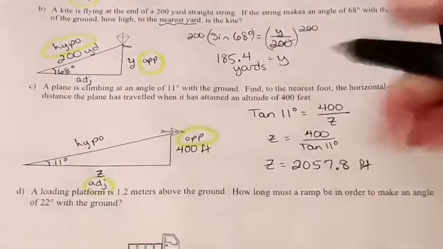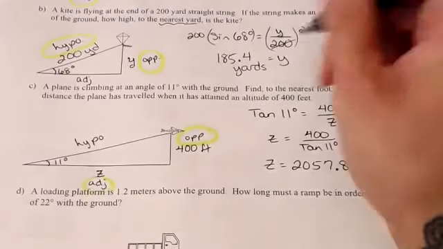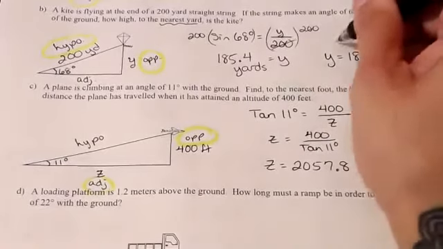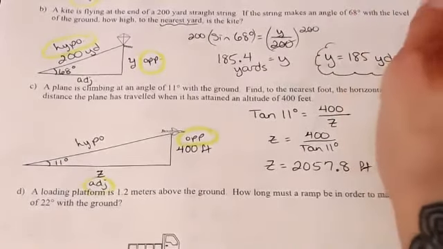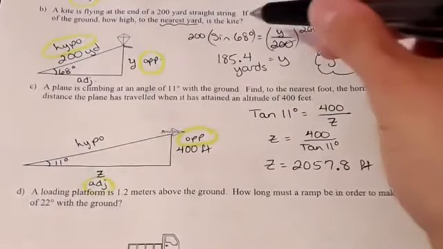Good, 0.8 feet. Good. By the way, this previous one, part B, our answer should actually be to the nearest yard. So I'm going to say 185 yards. That's the answer. I want to be careful that we round to the nearest yard in this case.